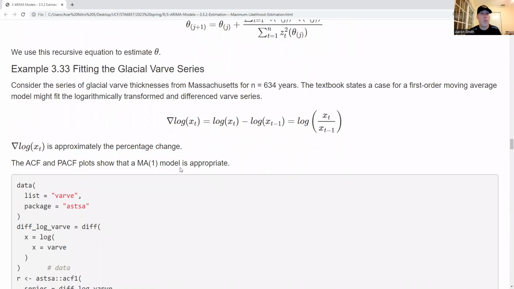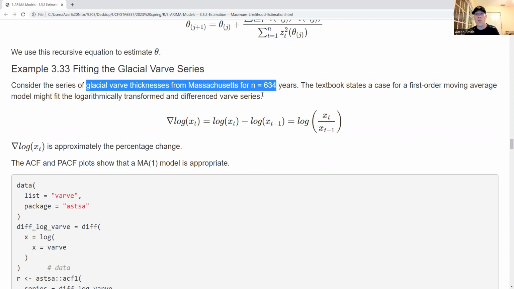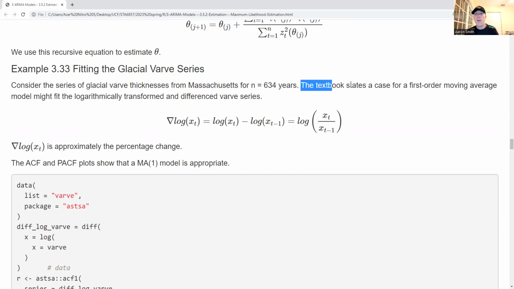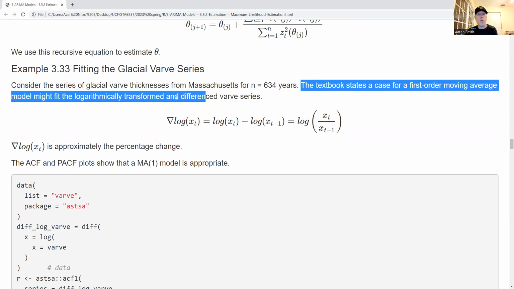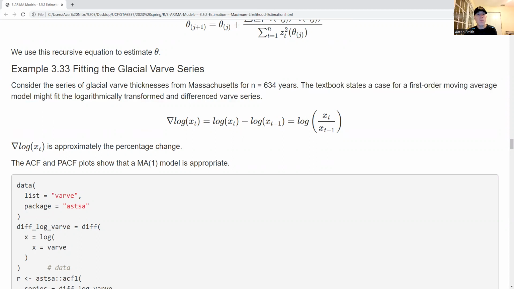let's run through another example. Let's go ahead and look at the glacial varve series. Let's take the glacial varve thickness from Massachusetts for just over 600 years. And the textbook states a case for first order moving average models that might fit the logarithmically transformed and differenced values.